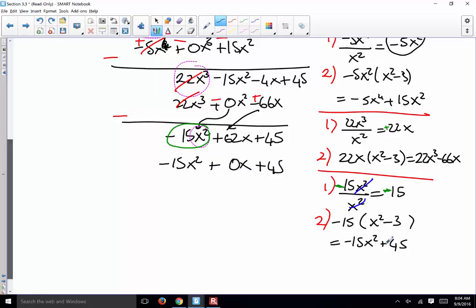Again, always and always, if there's a skipping power, make it visible and subtract. These will cancel because it becomes plus, minus, minus. 62 take away nothing is 62. 45 take away 45 is 0. Oh, great. Any mistakes?